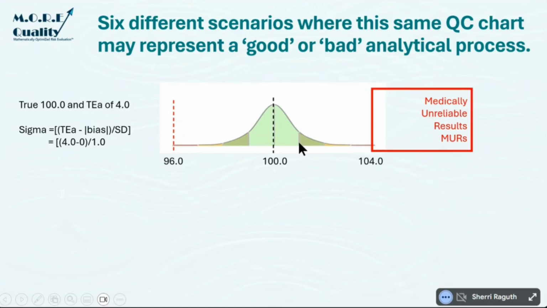So if a point fell here, are you seeing my mouse, Sherry? Do you see my mouse move? Yes, we can see your mouse. Excellent. So if a point fell here, that's an SDI of 1. So that would show at +1 on the QC chart.